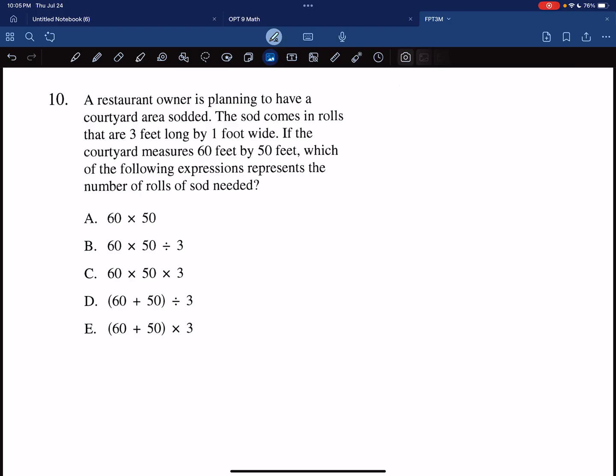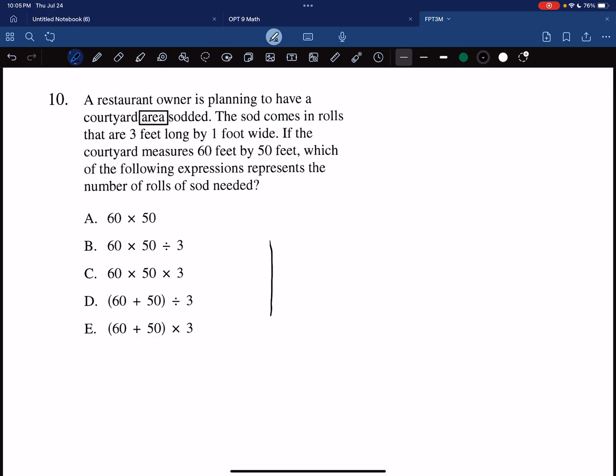The sod comes in rolls that are 3 feet long by 1 foot wide. If the courtyard measures 60 feet by 50 feet, which of the following represents the number of rolls of sod needed? And they give us a hint right here with the word area.